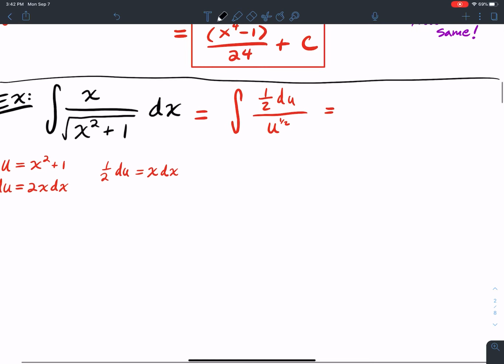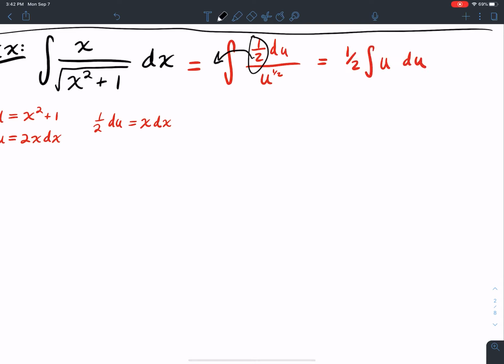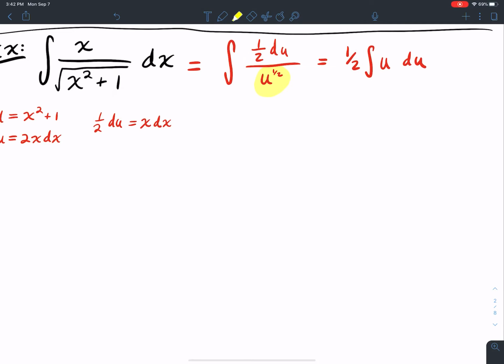Okay, so now I want to simplify this. To simplify, I'm going to pull the 1/2 out front, the constant. And then the u to the 1/2 in the denominator: if I have 1 over u to the 1/2, then if I flip u to the numerator, it becomes u to the negative 1/2 there. Okay?